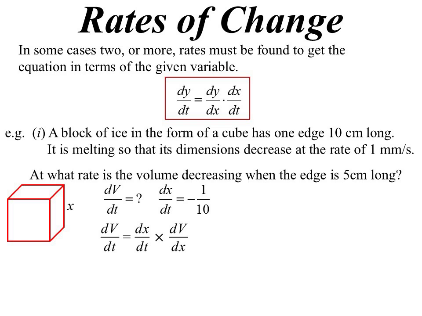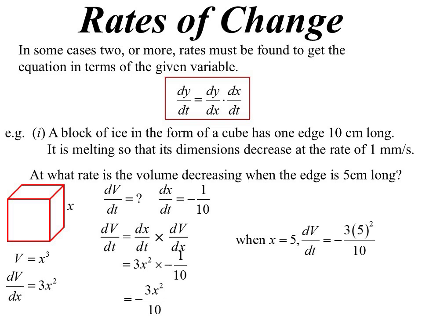And of course, V and x are related. It's just the volume of the cube, which would be x cubed. So dV/dx is 3x squared. So pulling that all together, we get our formula. There it is, minus 3x squared over 10. All right, now let's answer the question. We want to know what that is when the edge is 5. So x equals 5, substitute in, and there we have it, minus 7.5.